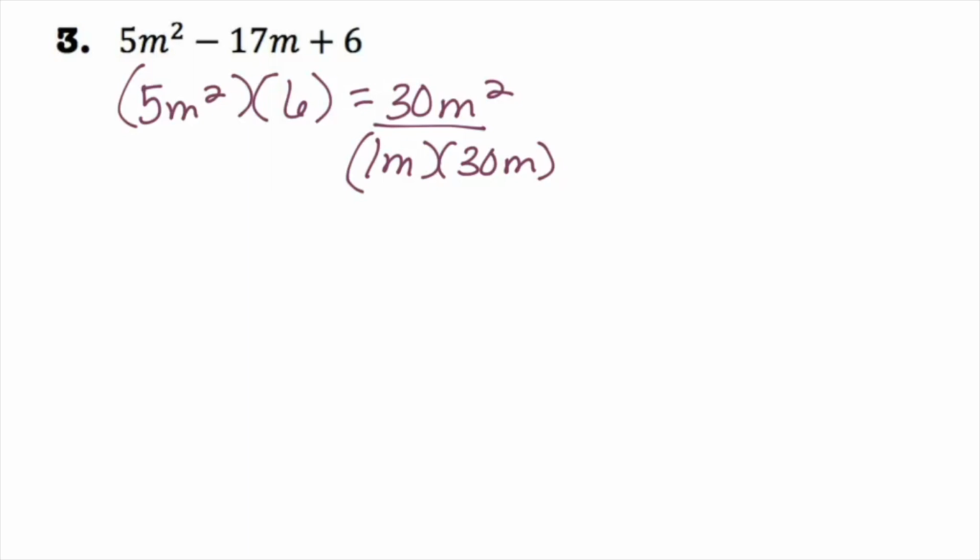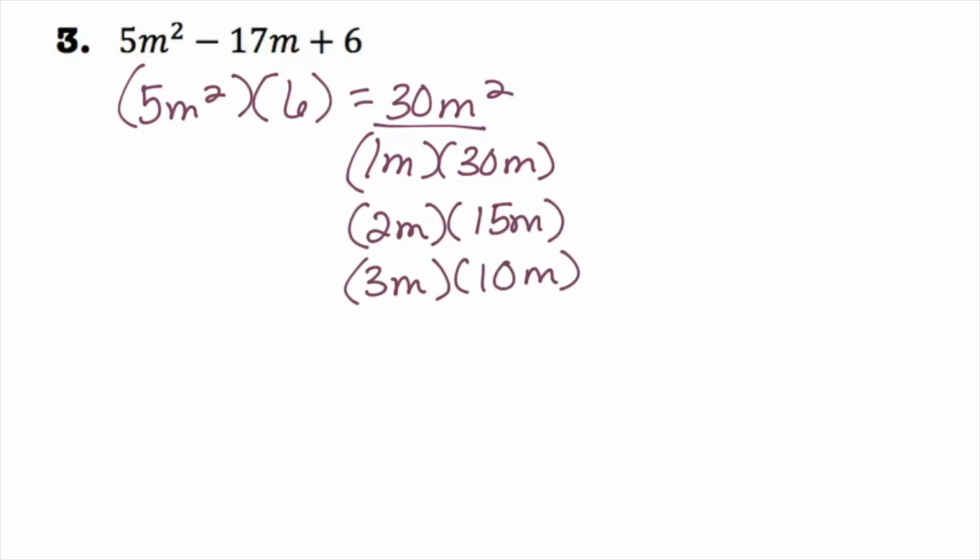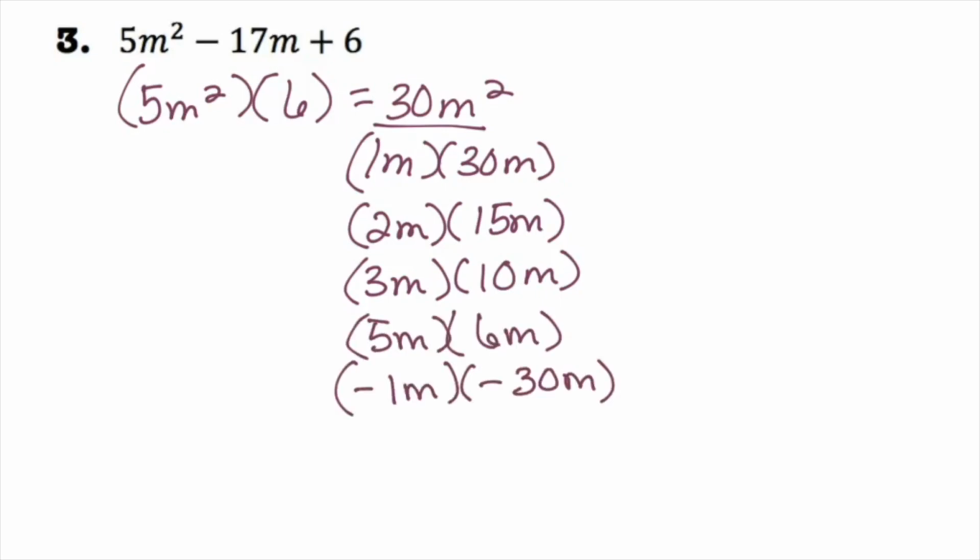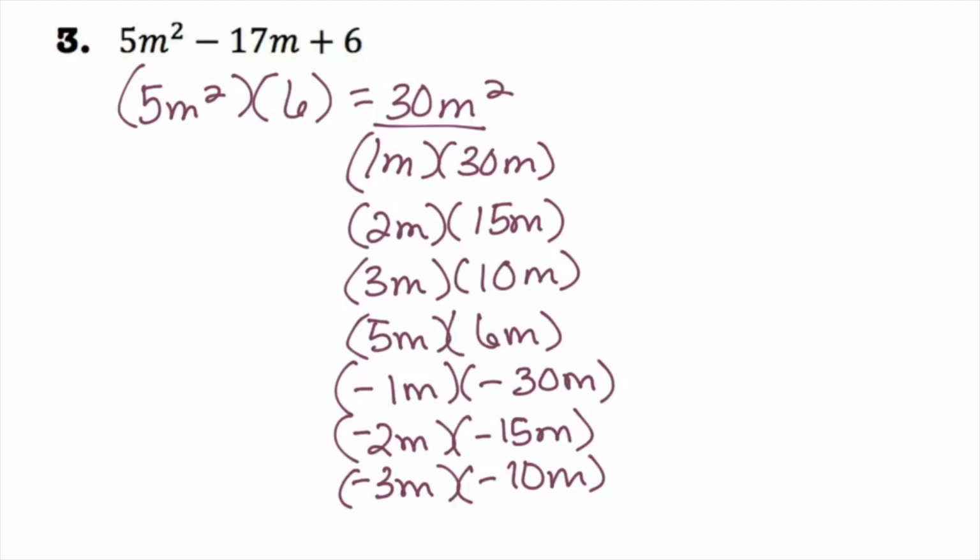So then I'm going to go to 2. Well, 2 times 15, and 3 is 3 and 10. There's no 4. 5 would be 5 and 6. And then we have negative 1 and negative 30, negative 2 and negative 15, negative 3 and negative 10, negative 5 and negative 6. If you're wondering why I didn't do the opposites like 30 times 1 and 15 times 2 and 10 times 3 and 6 times 5, it's because all of those are the same exact thing. 30 plus 1 is the same as 1 plus 30, so you would just be wasting time by doing the opposite like that.